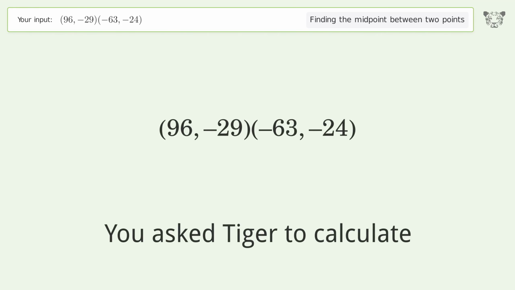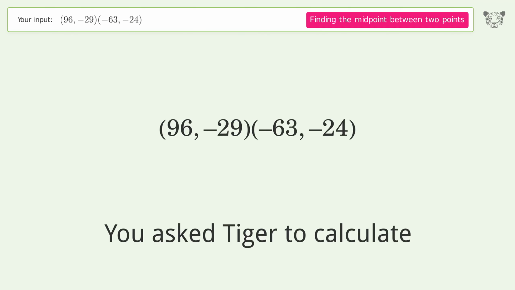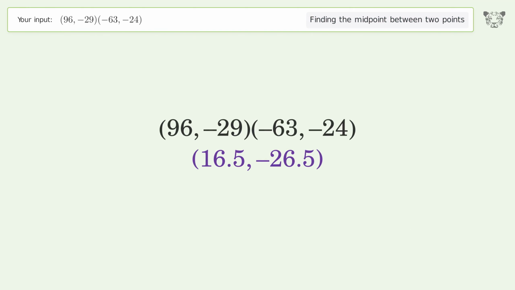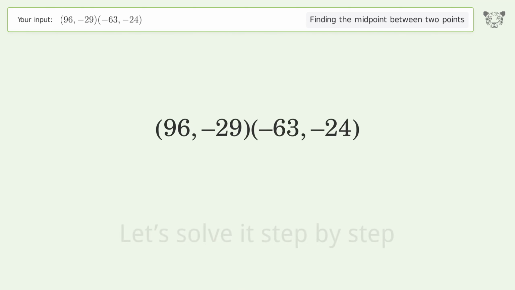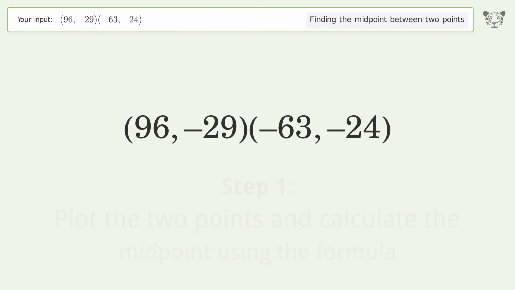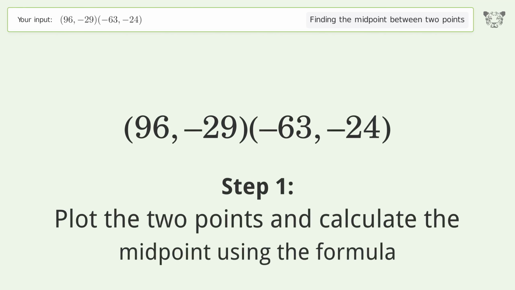You ask Tiger to calculate. This deals with finding the midpoint between 2 points. The midpoint between the 2 points is 16.5, negative 26.5. Let's solve it step by step. Plot the 2 points and calculate the midpoint using the formula.